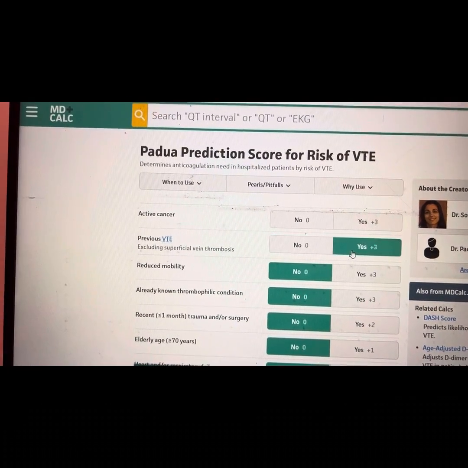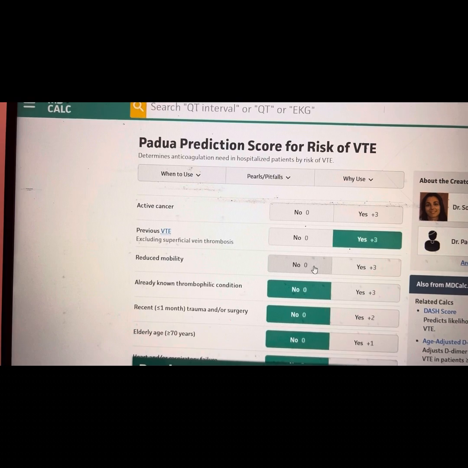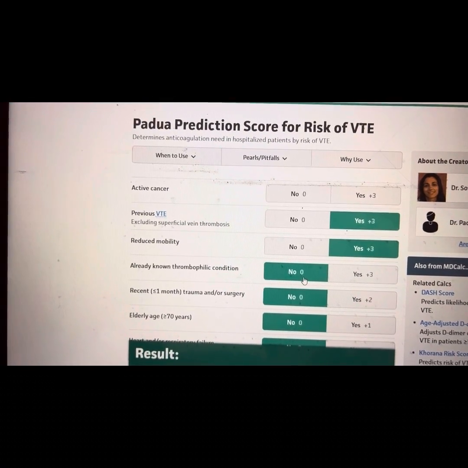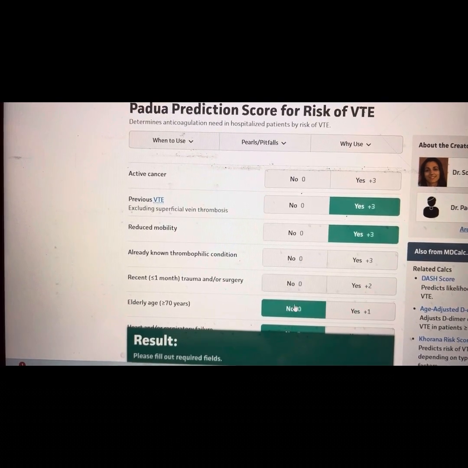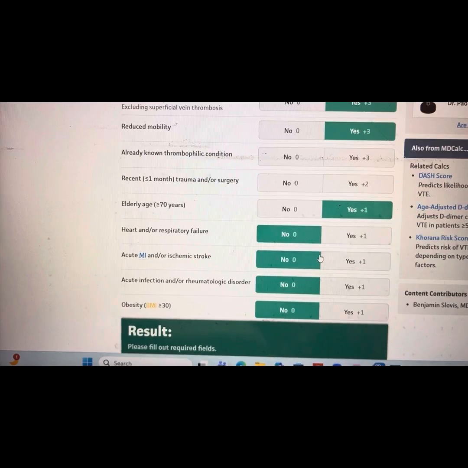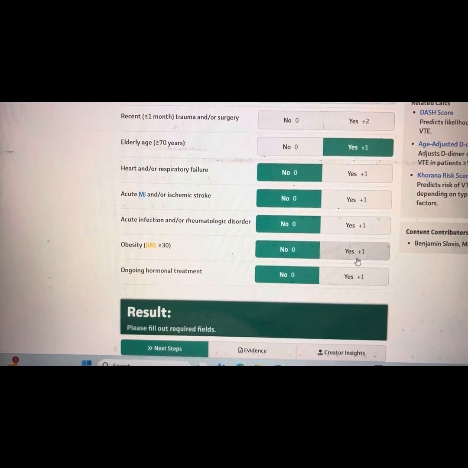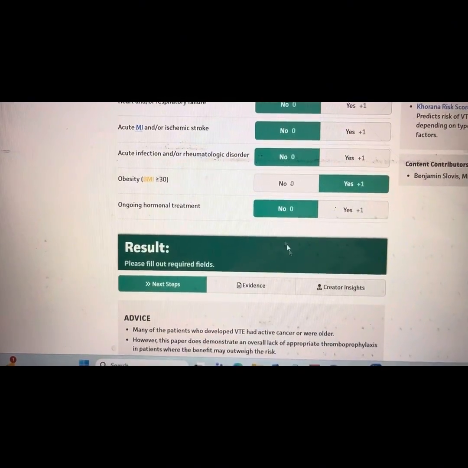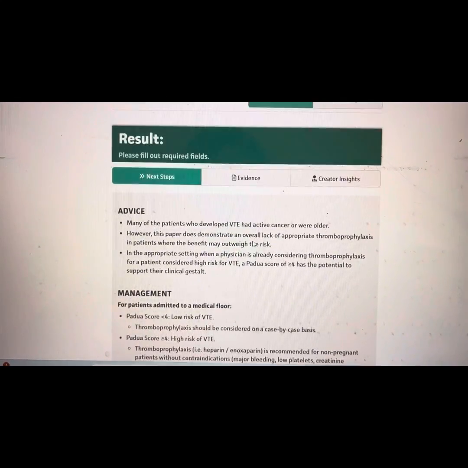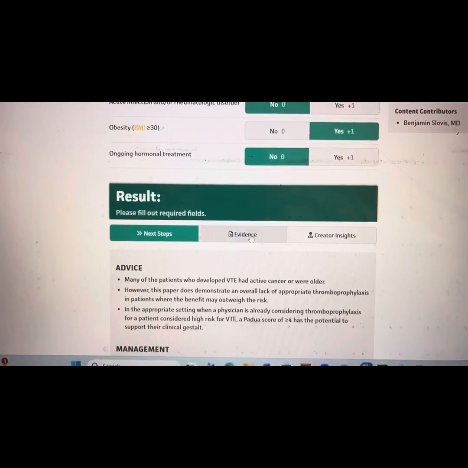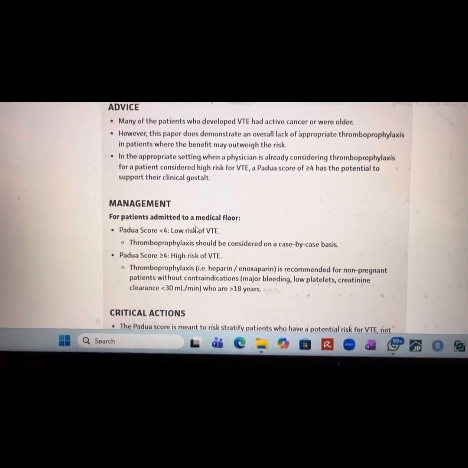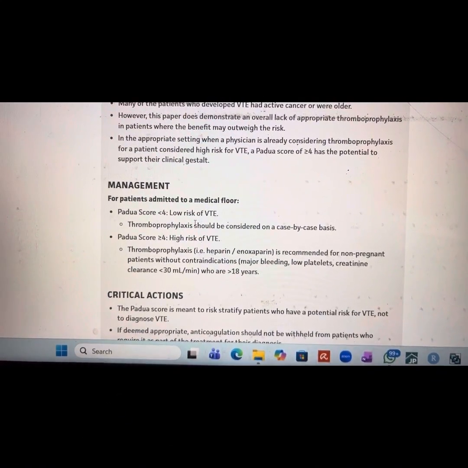mostly if the score is less than 4, it is a low risk of VTE. If the score is less than 4, we give case by case. If you still think the patient is high risk, you can give it, otherwise you can skip it. If the score is more than 4, we always give prophylaxis for thromboembolism. And if there is any contraindication, you can give mechanical prophylaxis.